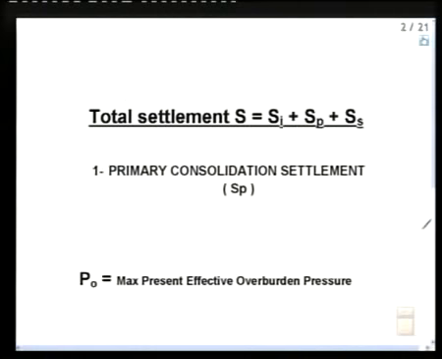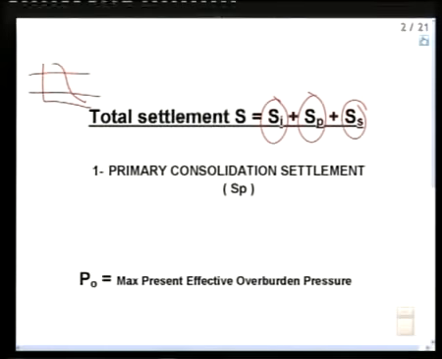Now, we have total settlement. Remember we had a curve which we called deformation or dial gauge reading versus logarithm of time. Remember it? Based on it, the total settlement equals the settlement due to initial compression, plus the settlement due to primary consolidation, plus the settlement due to secondary settlement. Remember that curve? Initial compression, primary consolidation, secondary settlement.